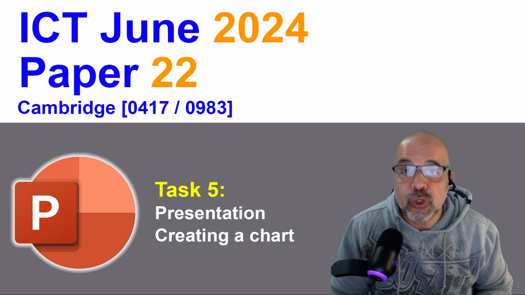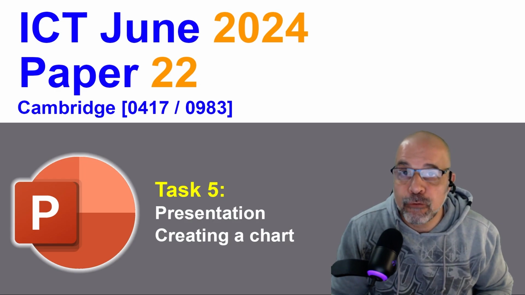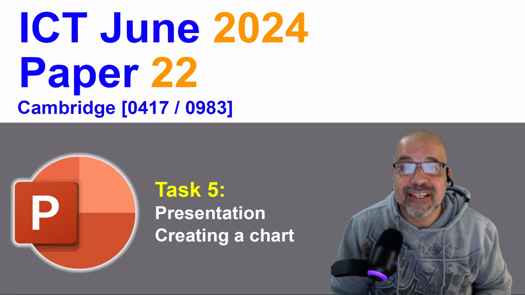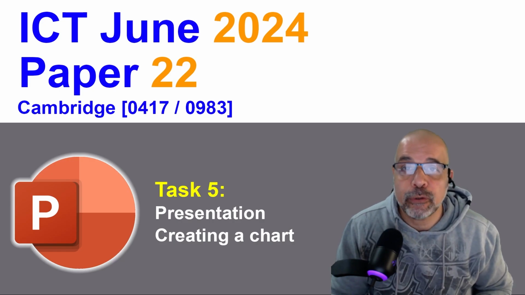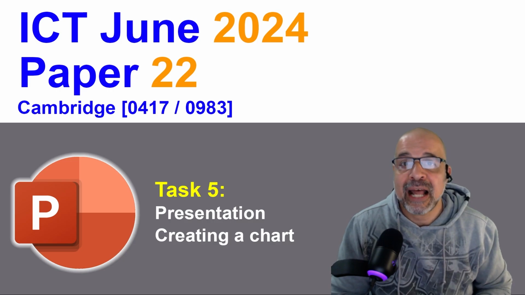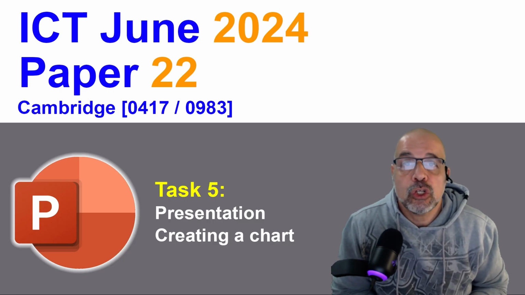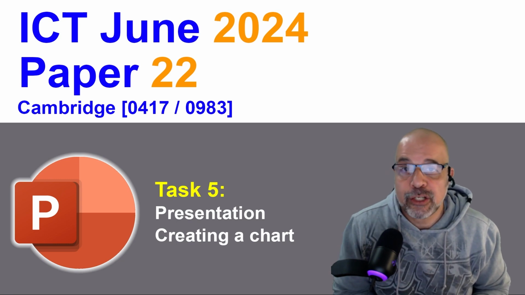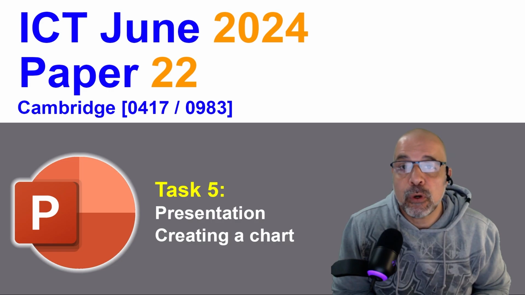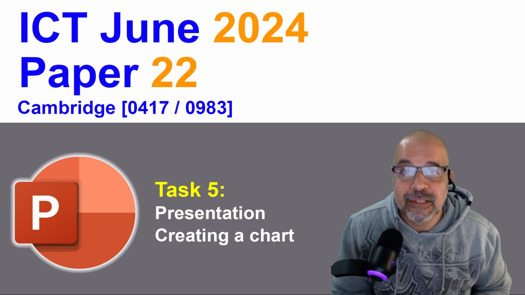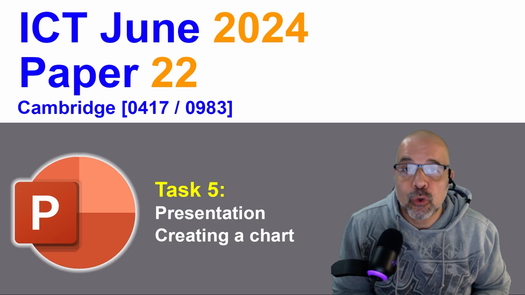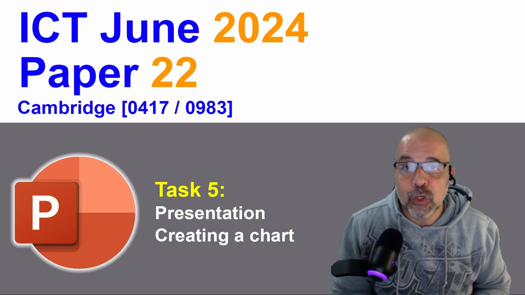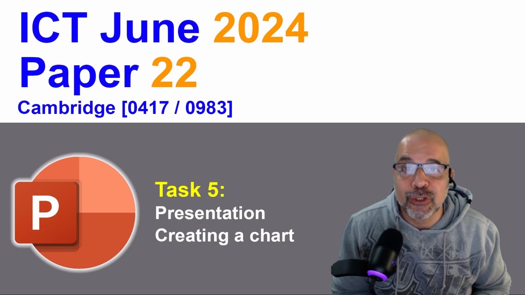The paper is June 2024, paper 2, and the variation is 2-2. This is the third and final tutorial for this examination paper, and this tutorial focuses on presentation, which is PowerPoint, and chart creation. For the other two components, which is word processing and databases, you can find links to those tutorials in the description of this video tutorial. So let's get started with the presentation.